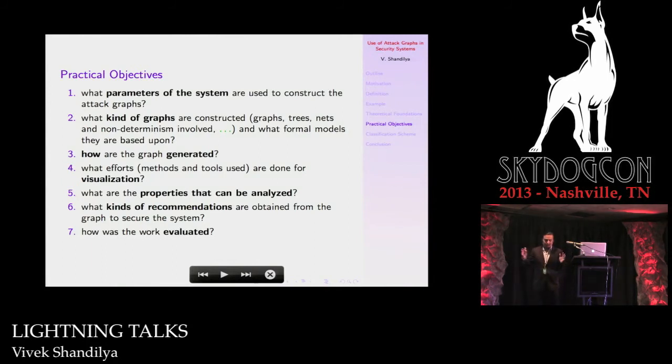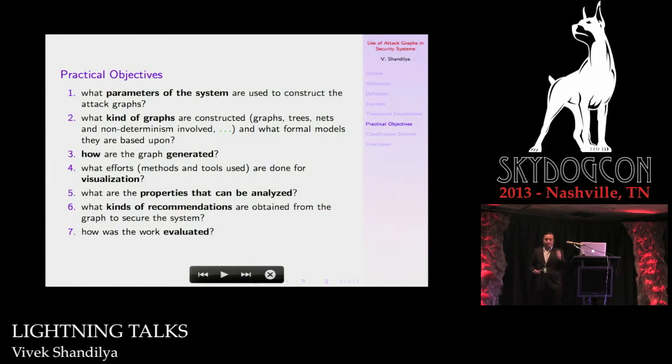So we studied around 30 major works during the past decade in using attack graphs in security systems. And during our study and critical analysis, these are the questions we are asking. What are the parameters of the systems that are used to construct the graphs? What kind of graphs are constructed and how are the graphs generated? Generating it manually is out of the question. So how scalable are their automated generation methods and the tools used? And how good is their visualization?